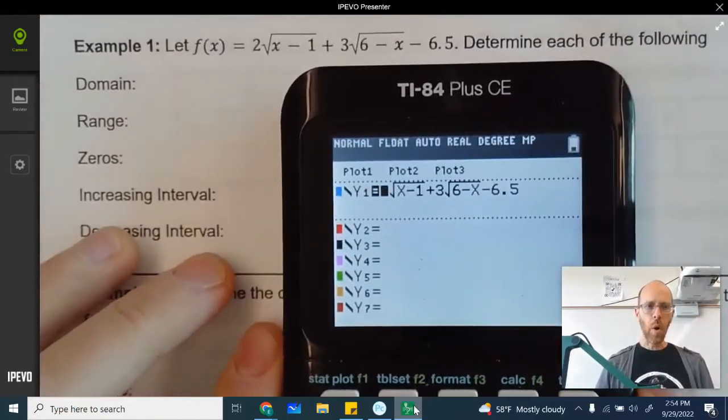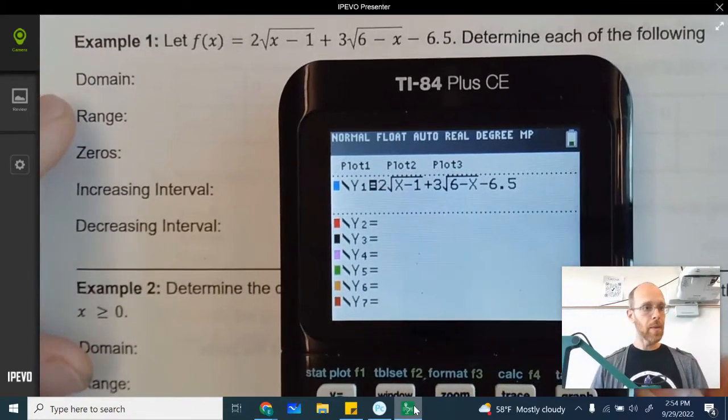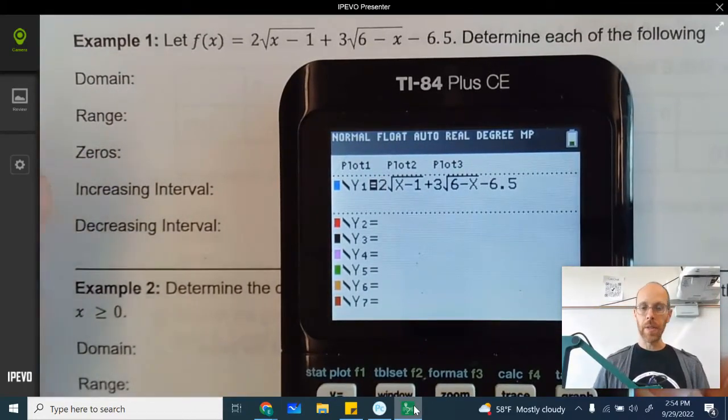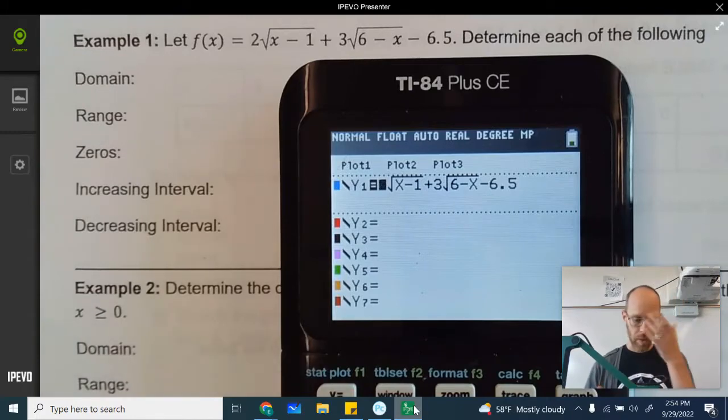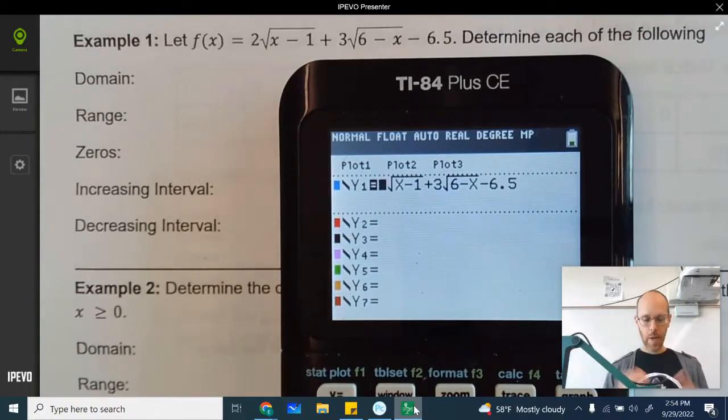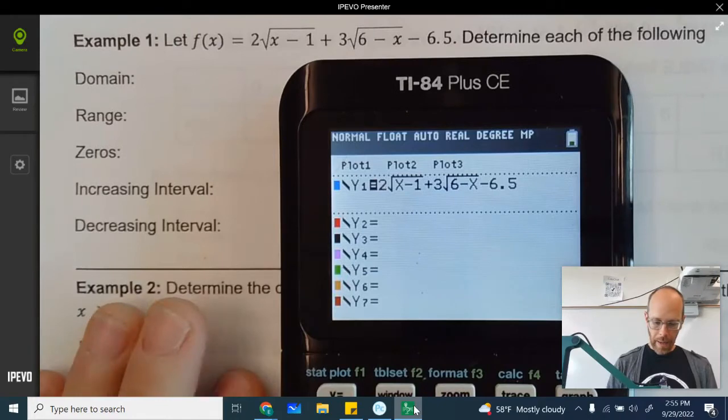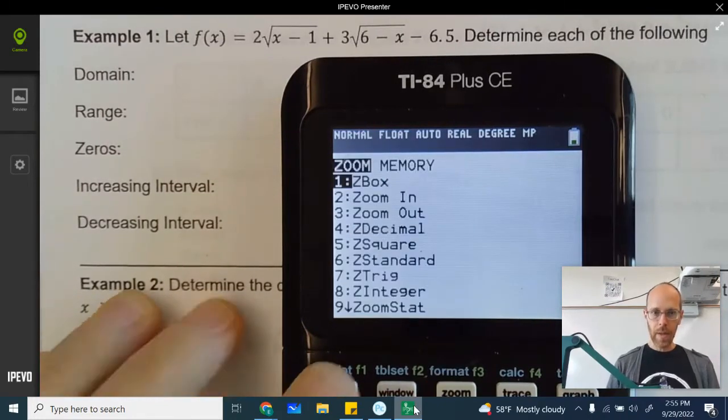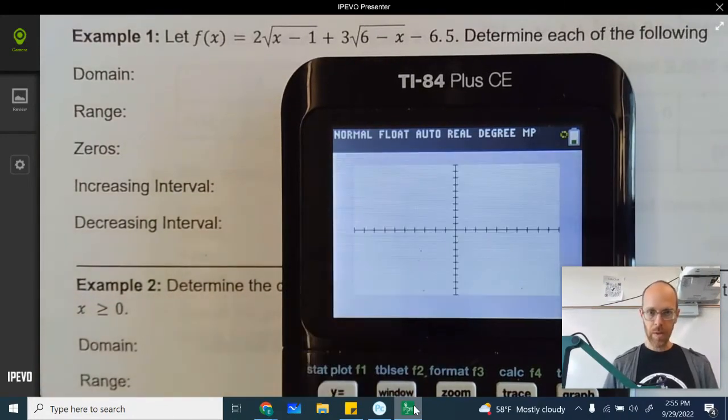Okay. Goal. I want to teach you how to find the domain and the range, the zeros, and the increasing and the decreasing intervals using the calculator. The first step is to find a good window. It never hurts to start by going zoom and then just zoom standard. So zoom 6.